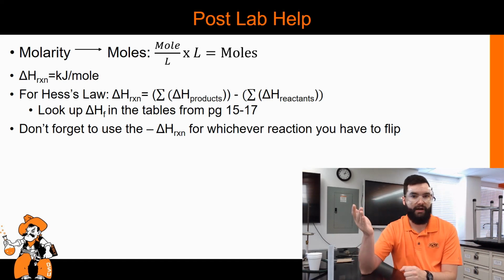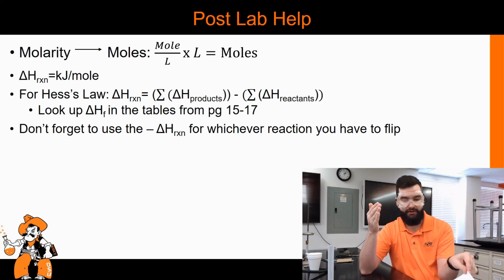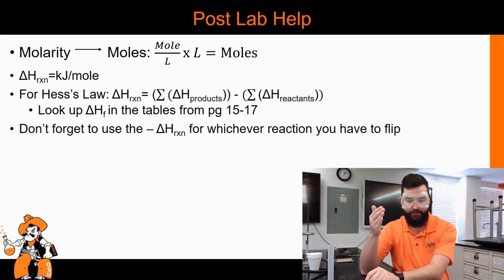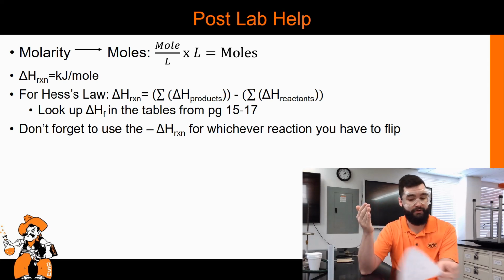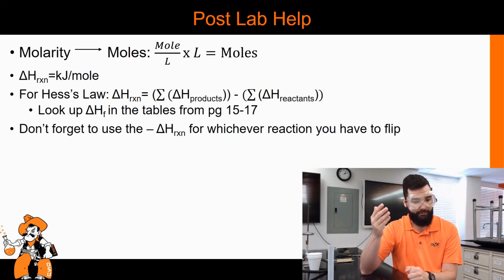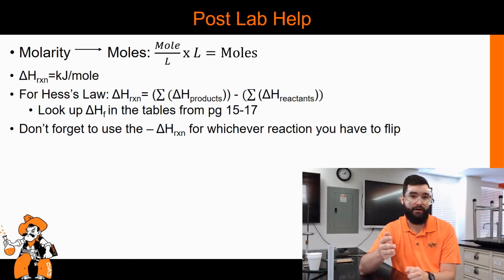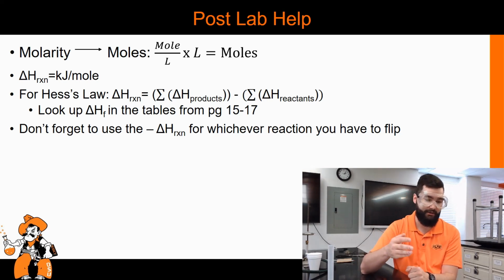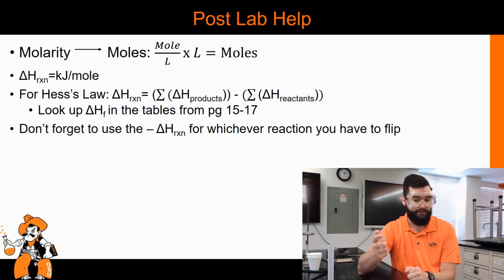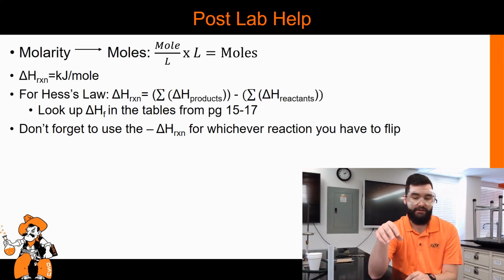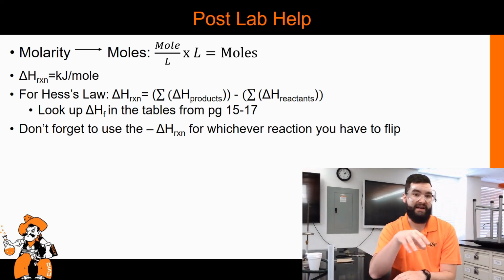Number 4, you're just comparing the delta H reaction values you get in question number 2 with the values you get from Hess's law in question number 3. Question number 5, you are doing the exact same thing with Hess's law, except now instead of hydrochloric acid, you're using nitric acid. So do the exact same calculation you did before, except look up the delta H of formation values for nitric acid in your table to do the calculation.